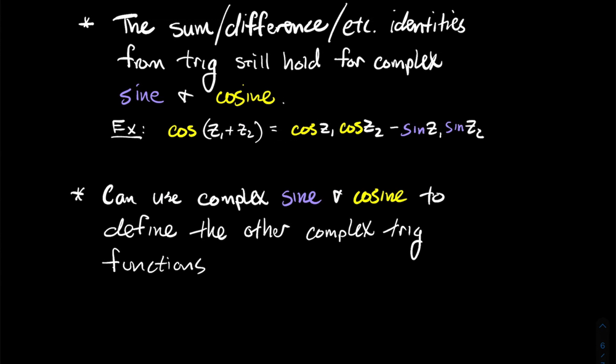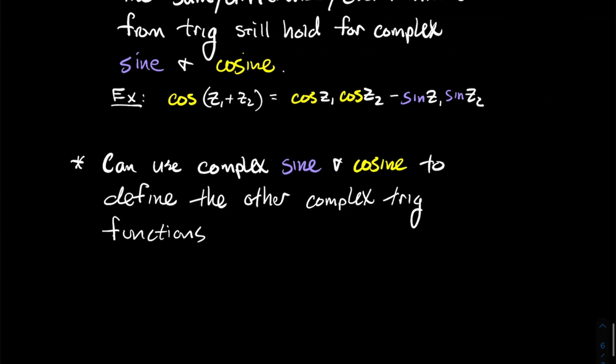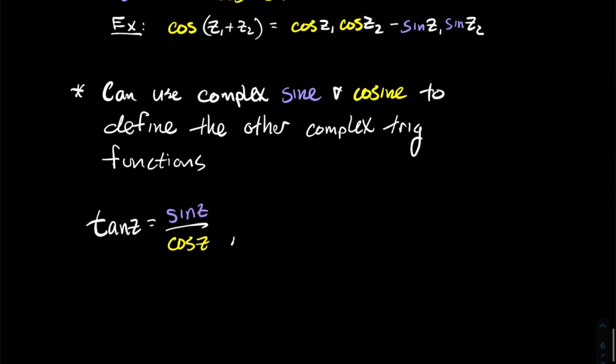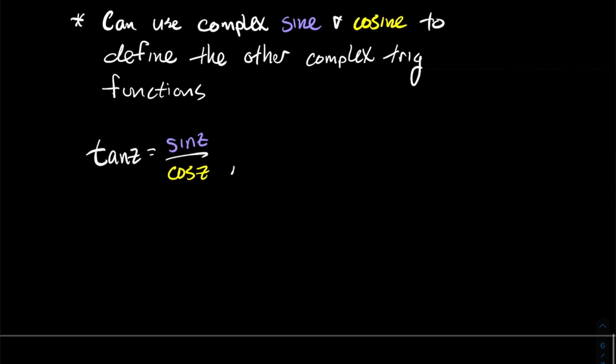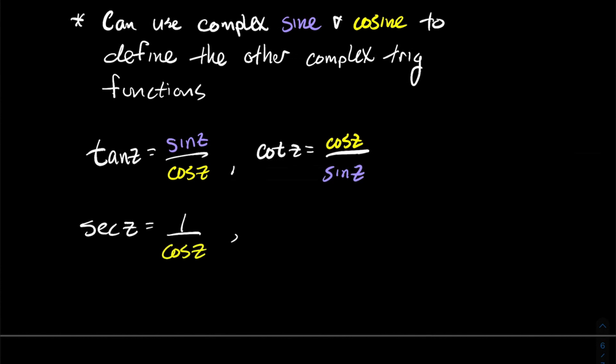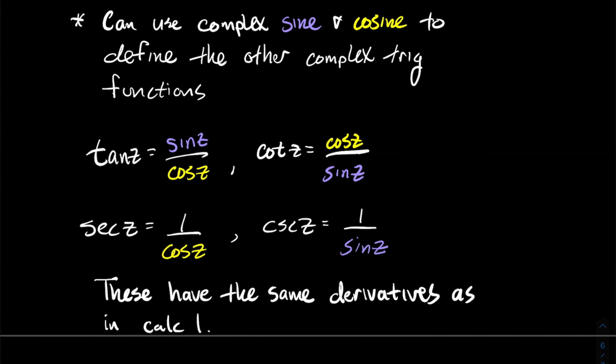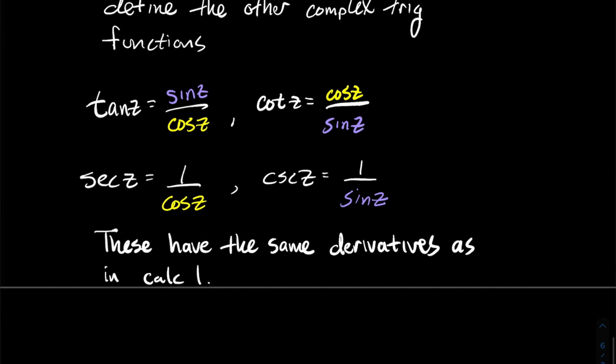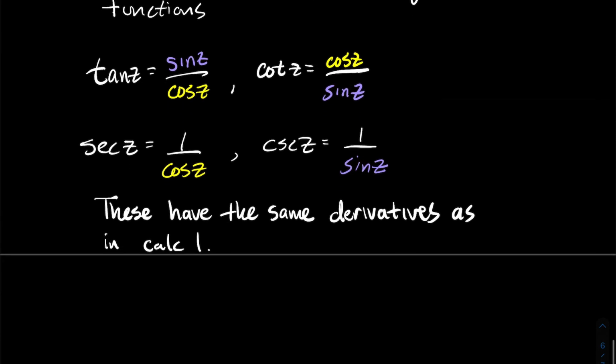You might be wondering too, you've heard about other trig functions like tangent, say, or like secant, and we're going to define all of those in the exact same way. So complex tangent is still sine over cosine. Complex cotangent is still cosine over sine. Complex secant is 1 over cosine, and complex cosecant is 1 over sine. And these things all have the same derivative rules that you get in Calc 1. And that would be a good exercise to try to work through to try to justify.